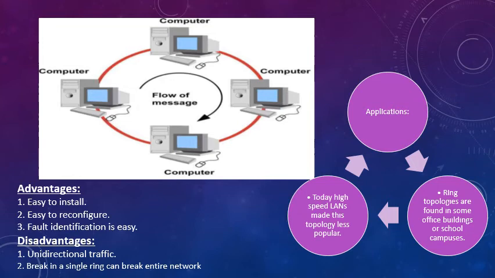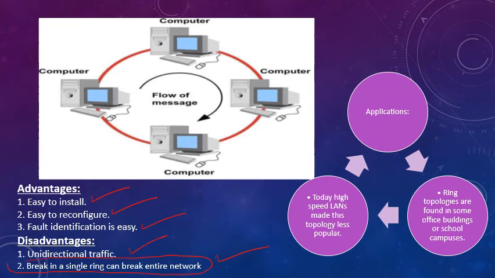Next are the advantages of a ring topology. Easy to install, easy to configure. Fault identification is a very easy process. Disadvantages: unidirectional traffic, and a break in a single link can break the entire network. That is a major disadvantage of a ring topology.